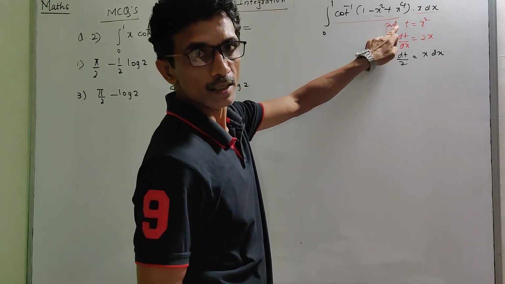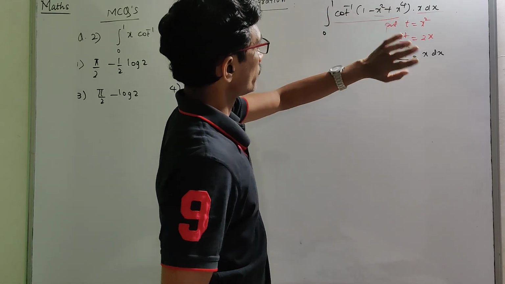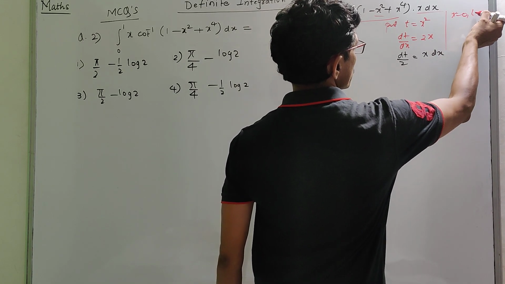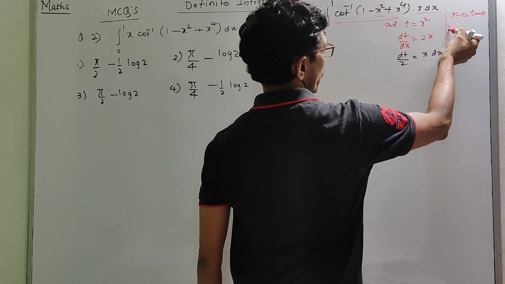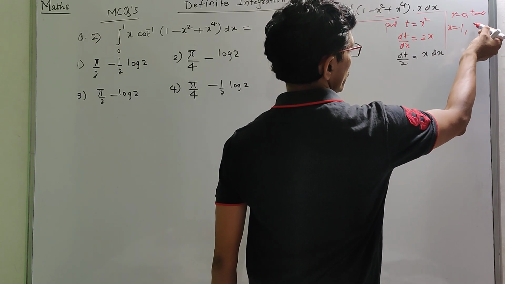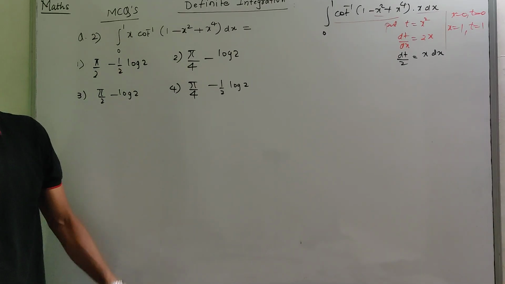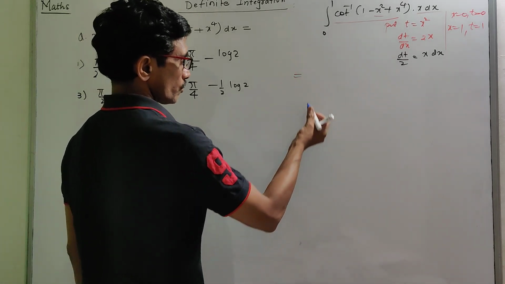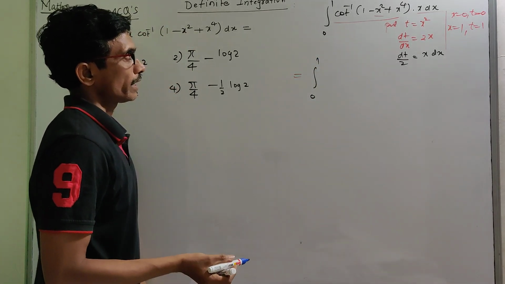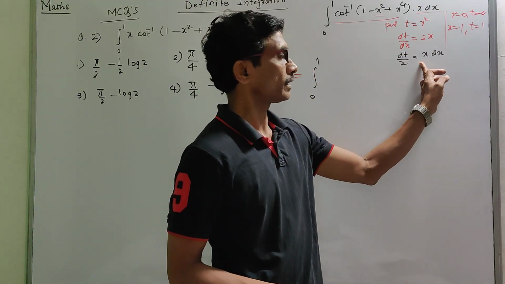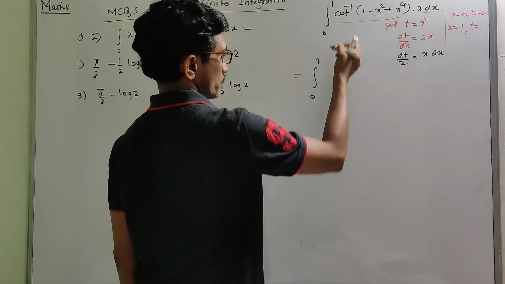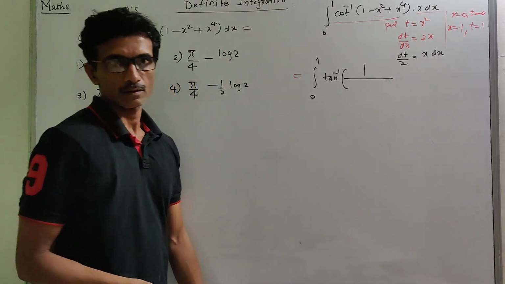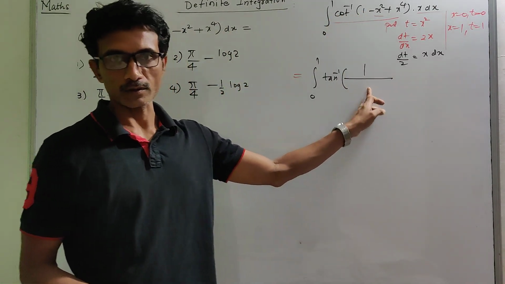So when substitution is there, look at the change in limits. There will be no change in limits, because when x is 0, t will also become 0, and when x is 1, 1 square is 1, so t is also equal to 1. So there is no change in limits. So this integral is equal to the same limits 0 to 1, and x dx we will write as dt upon 2. Cot inverse we write as tan inverse of 1 upon the argument.